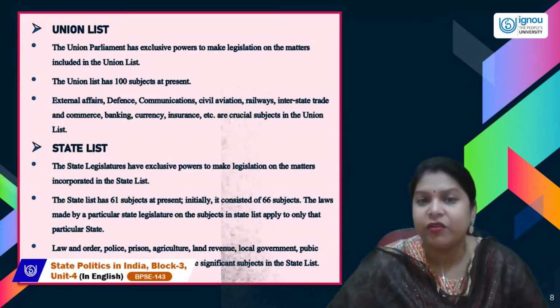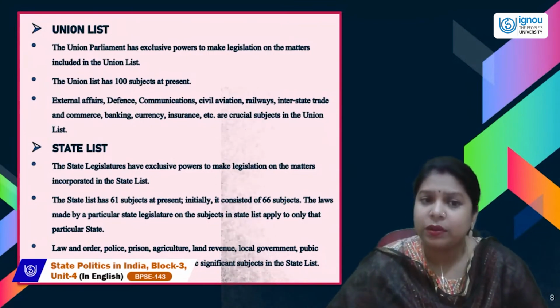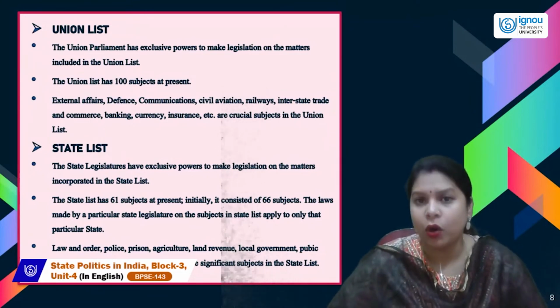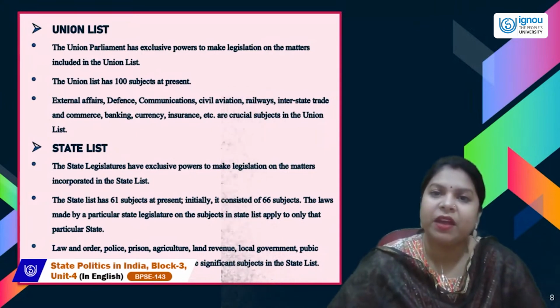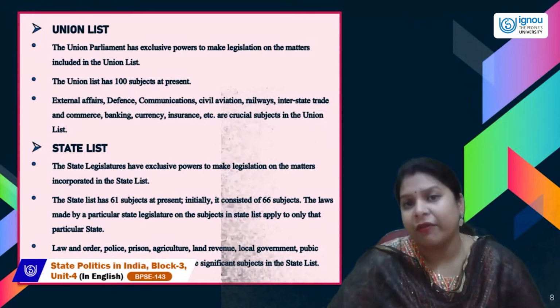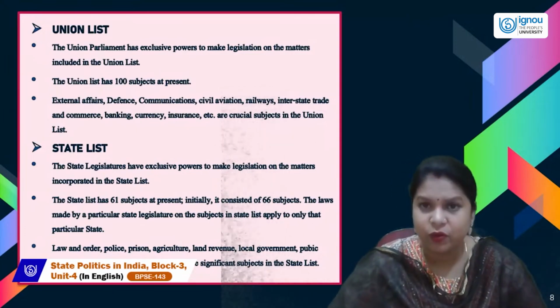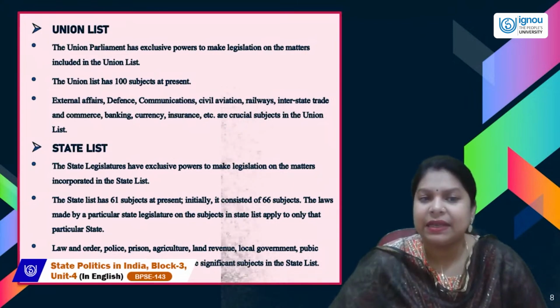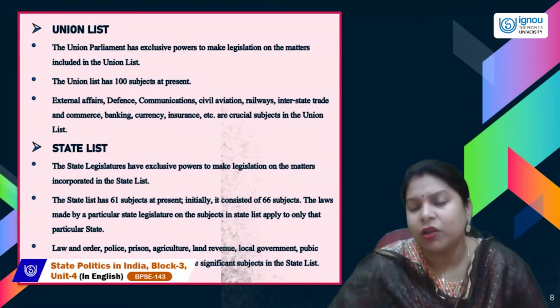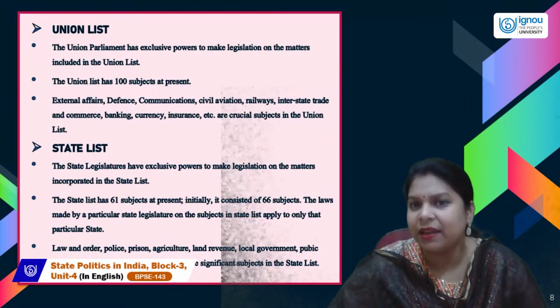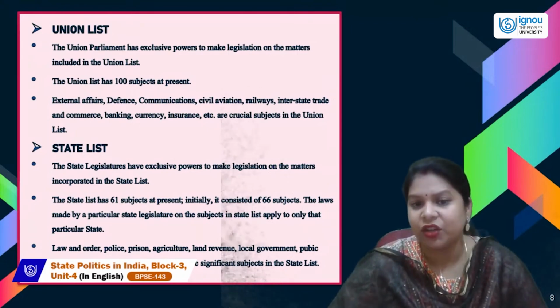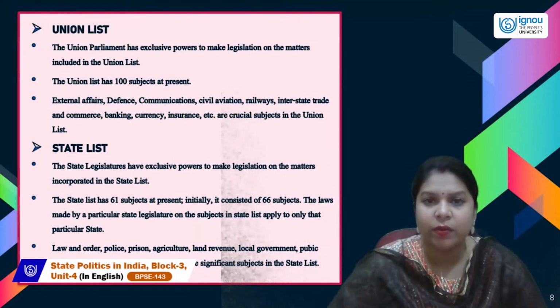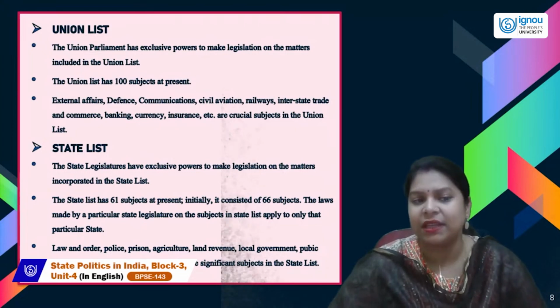The list has 100 subjects at present. This is a very important thing which you all should know, that there are 100 subjects currently, but many changes have occurred after independence till today. So you have to keep that in mind. What are the important subjects in the union list? They are external affairs, defense, communication, civil aviation, railways, interstate trade and commerce, banking, currency, insurance, etc. These are very crucial subjects in the union list.